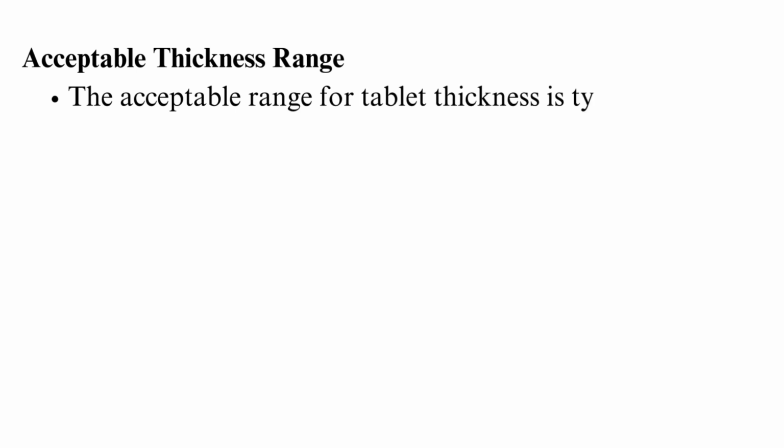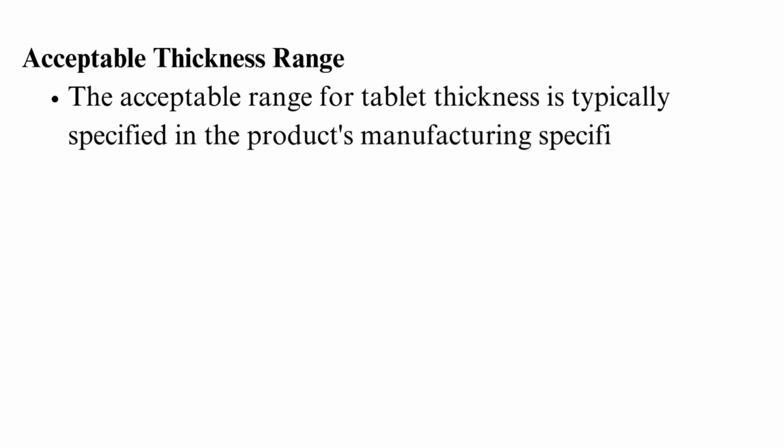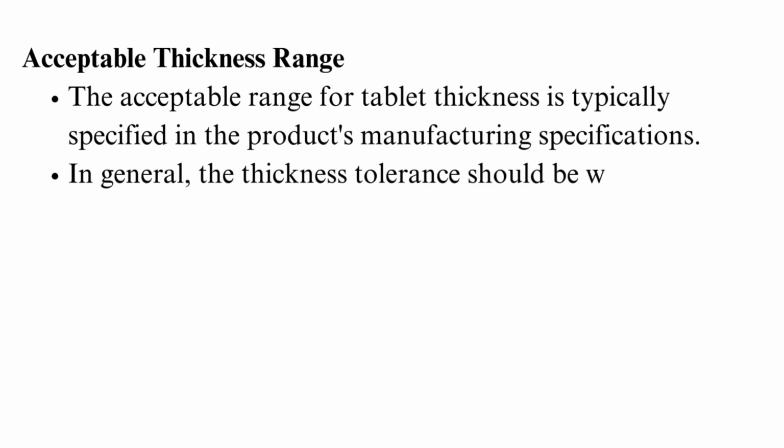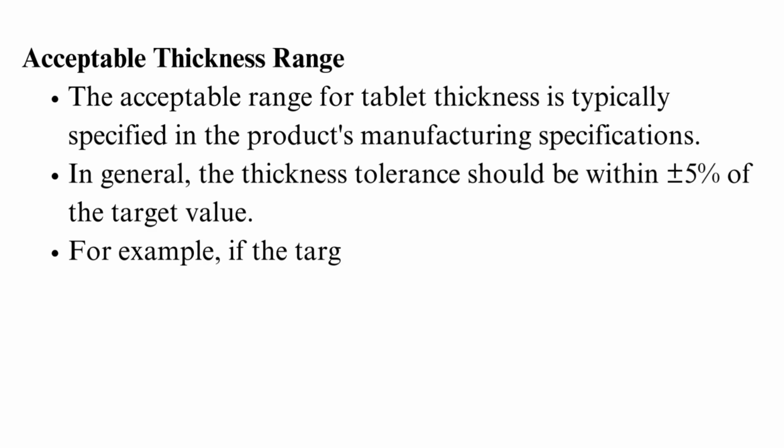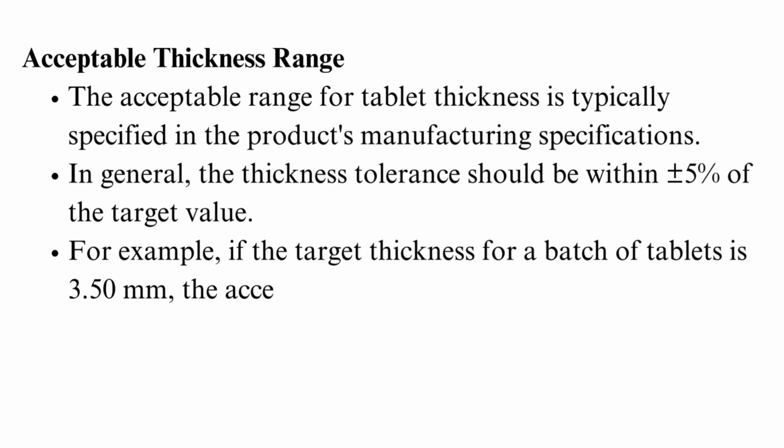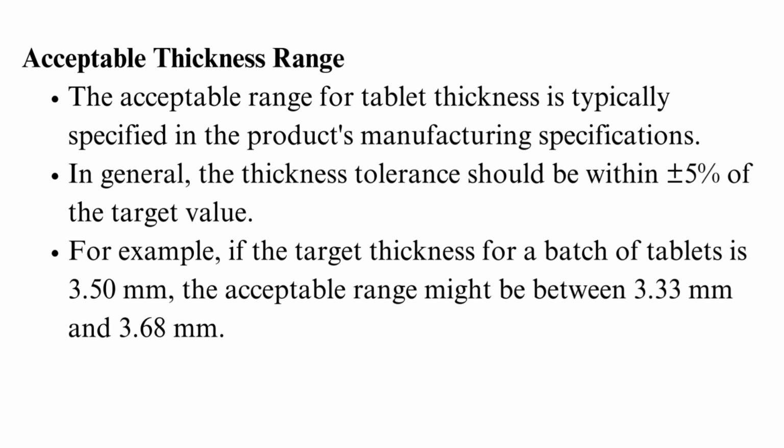Acceptable thickness range. The acceptable range for tablet thickness is typically specified in the product's manufacturing specifications. In general, the thickness tolerance should be within plus or minus 5% of the target value. For example, if the target thickness for a batch of tablets is 3.50 millimeters, the acceptable range might be between 3.33 millimeters and 3.68 millimeters.